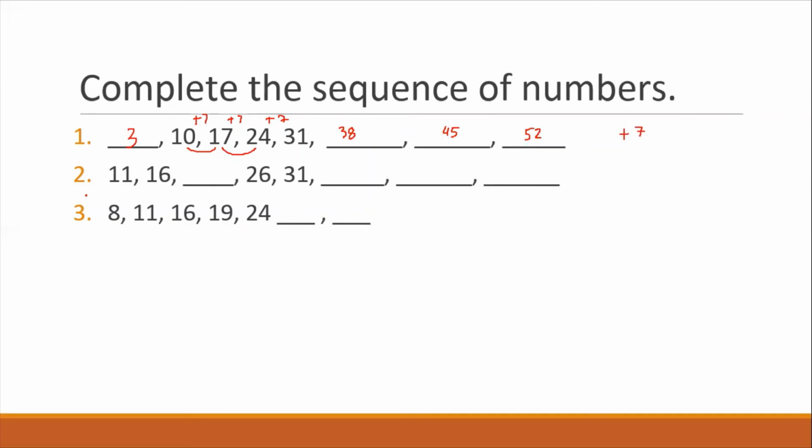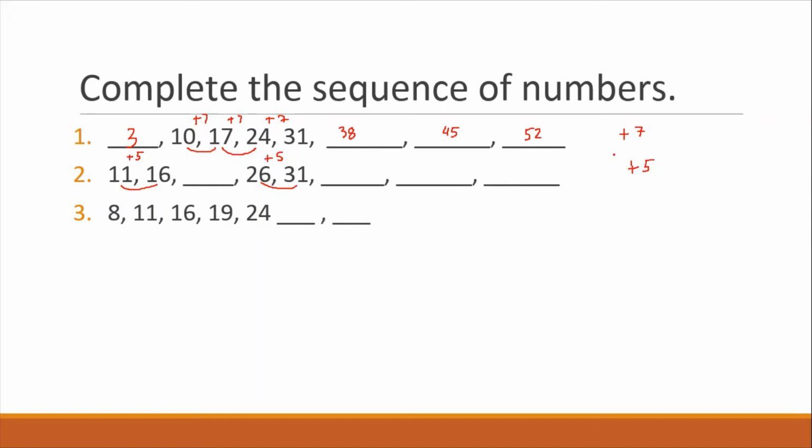Next, let's start with our number 2 here. We have 11, 16, blank, 26, 31, and blank, blank, blank. Now, for this one, let us investigate what happened to 11 to make it 16. For this example, it increased by 5. So we add 5. The next one, 26 and 31: 26 increased by 5, it became 31. So for our number 2 example, the pattern is plus 5.